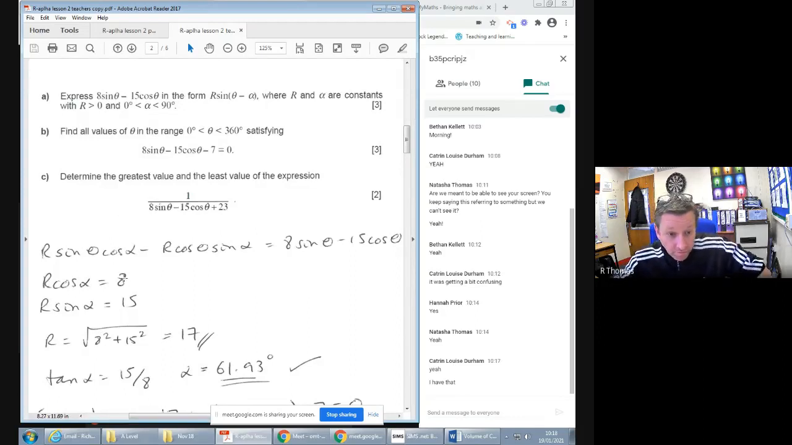So this is what I got. My coefficient of sine theta was r cos alpha, which was 8. My coefficient of cos theta was r sine alpha, which was 15. Square, add, and root them, and I got r was 17. Divide them to get tan alpha. Tan alpha is 15 over 8. Don't forget you got to do sine over cos. I hit the shift button, and I got a value of alpha of 61.93.